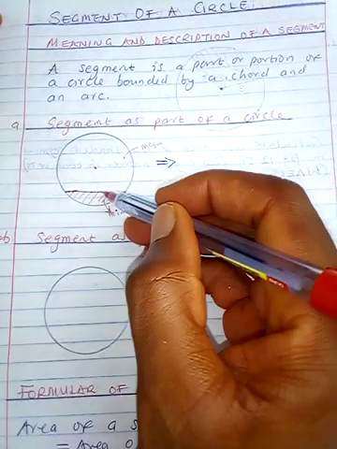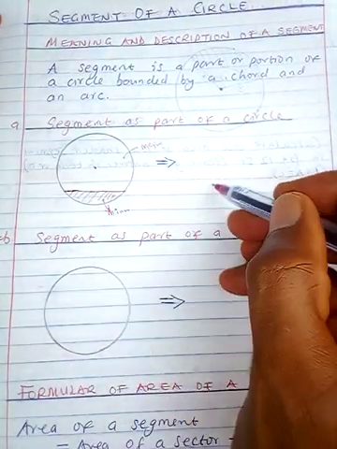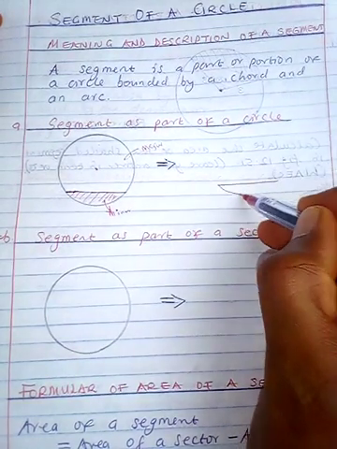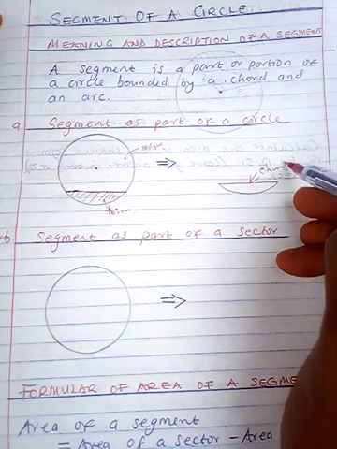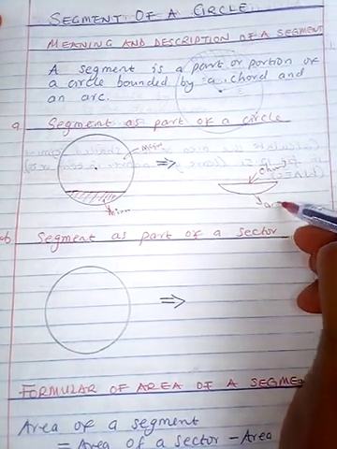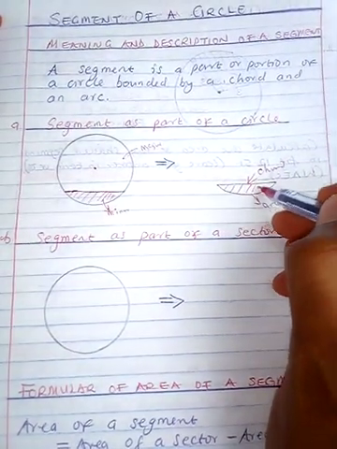So that's why we say segment. If we extract this out, we are going to have something like this. So this is how a segment is. This is a chord, and then this is the arc. So that is how a segment is formed from a circle.